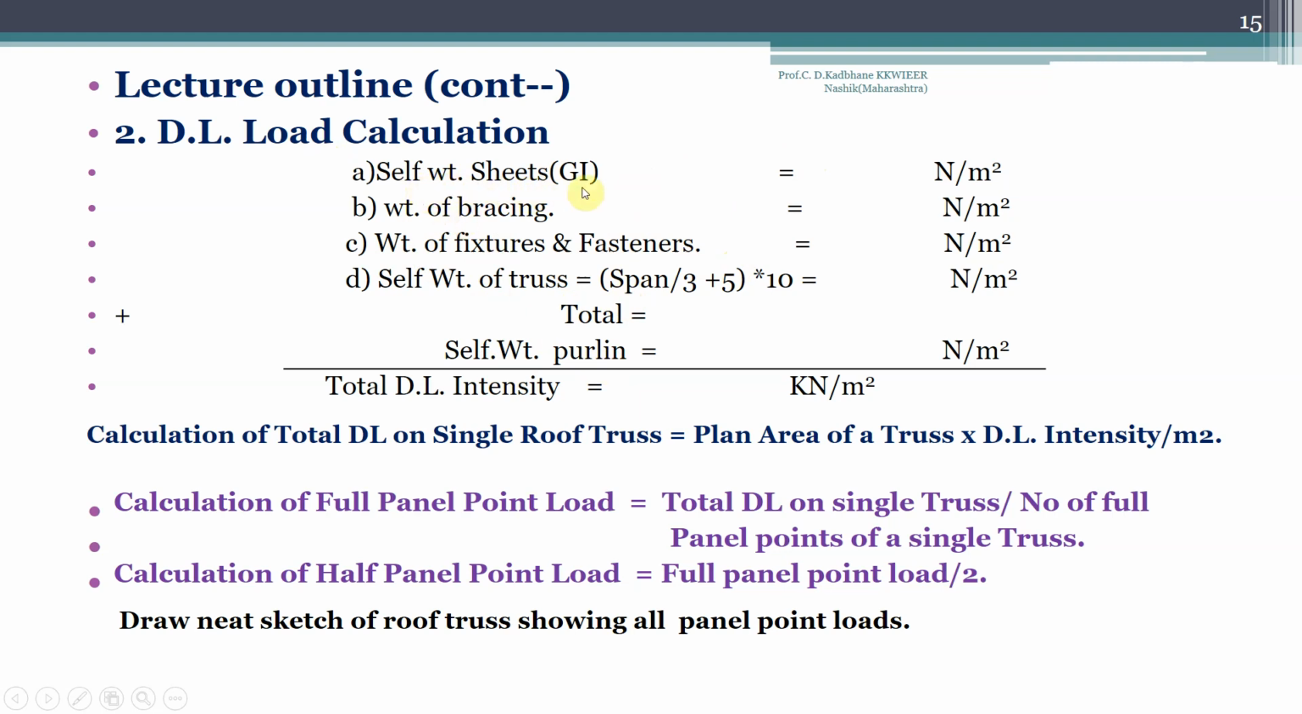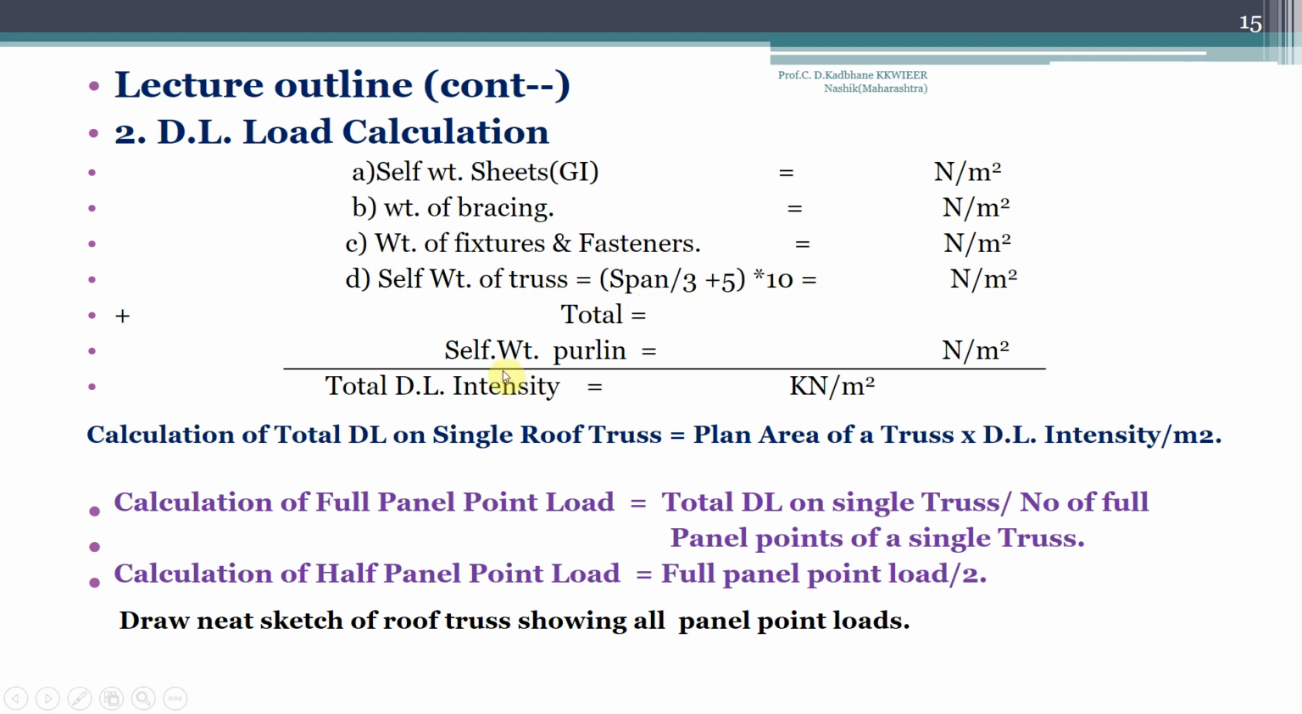Self-weight of GI sheet is taken as 131 Newton per meter square for 1.6 mm thick GI sheets. Similarly, for weight of bracing, we can consider a value of around 10 to 15 Newton per meter square. Then for weight of fixtures and fasteners, you can consider 10 Newton per meter square. Then self-weight of roof truss is equal to (span/3 + π) multiplied by 10, which will give us the weight of truss in Newton per meter square.